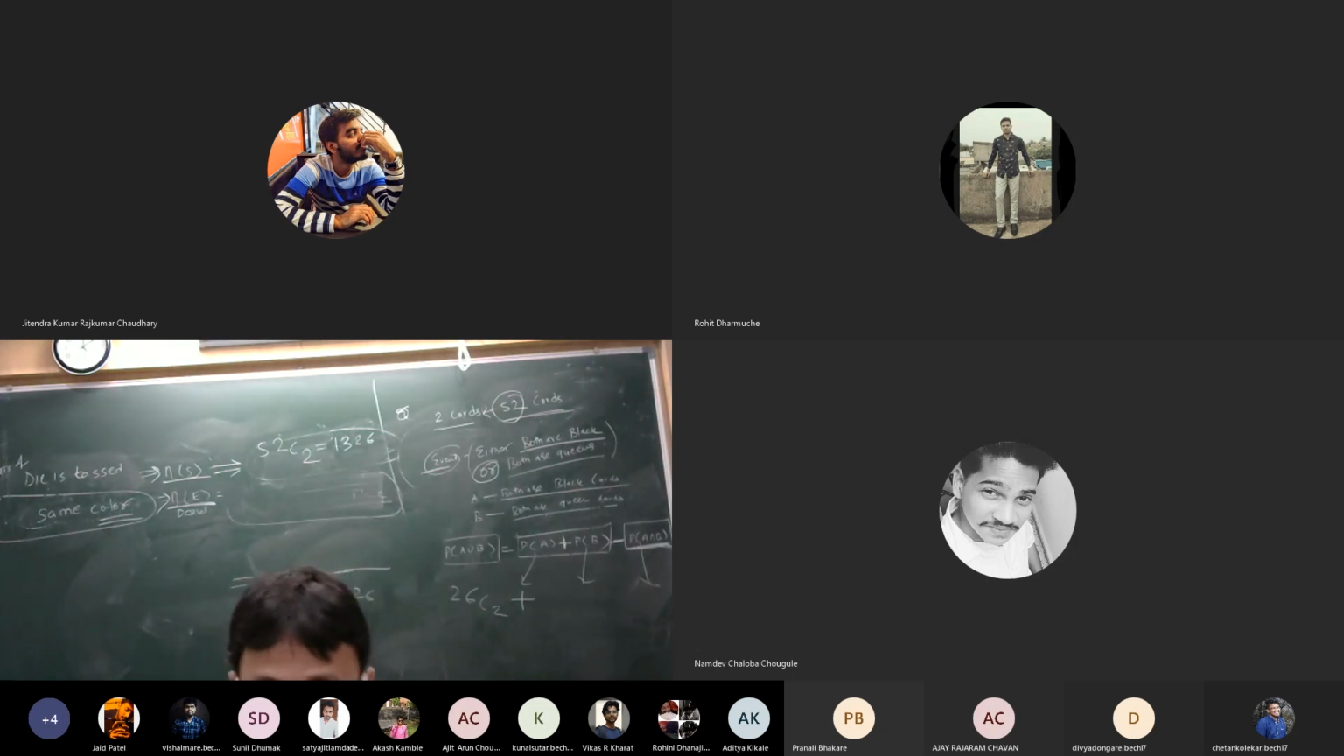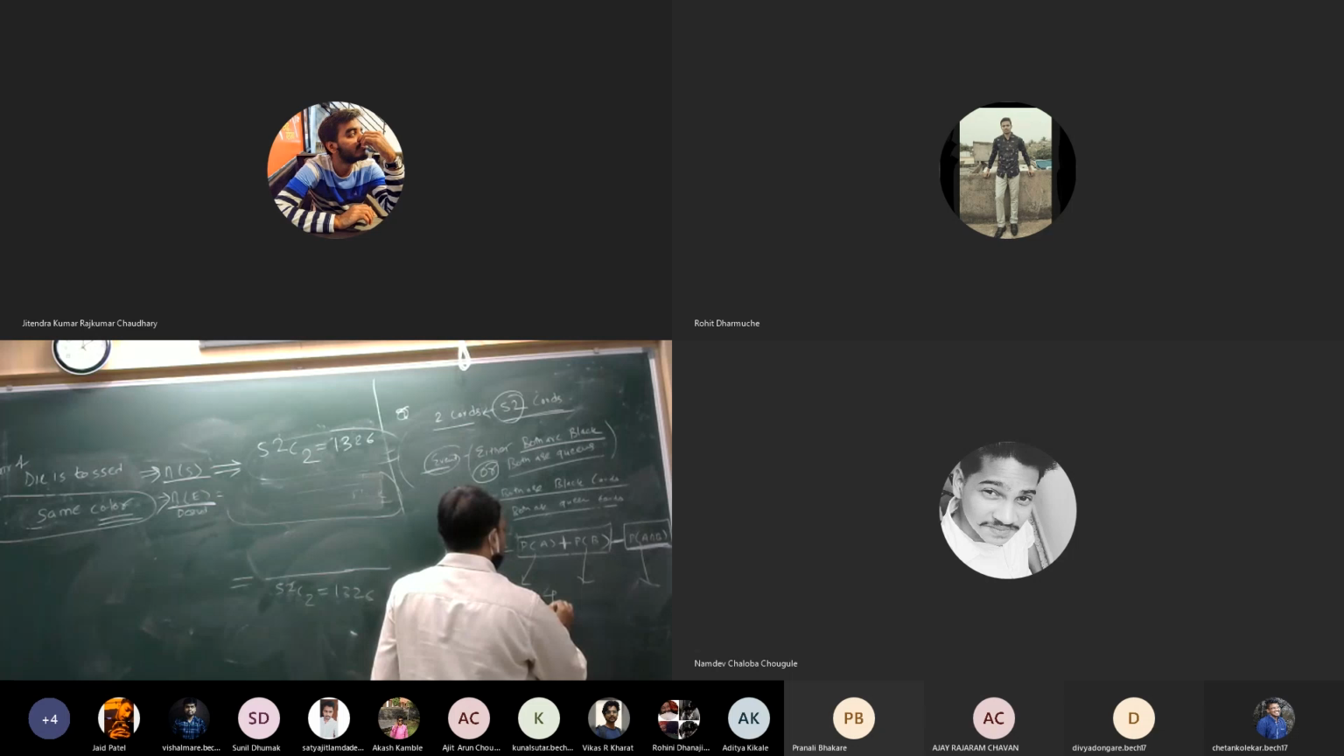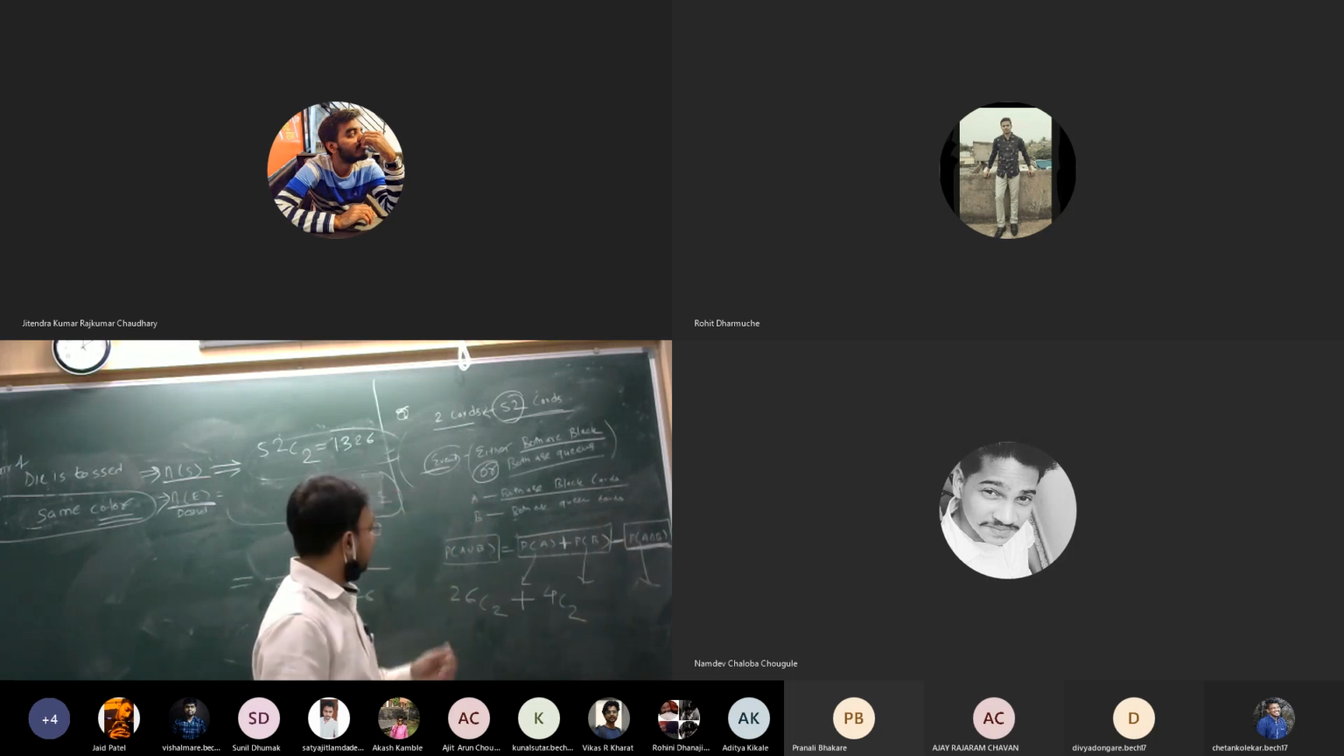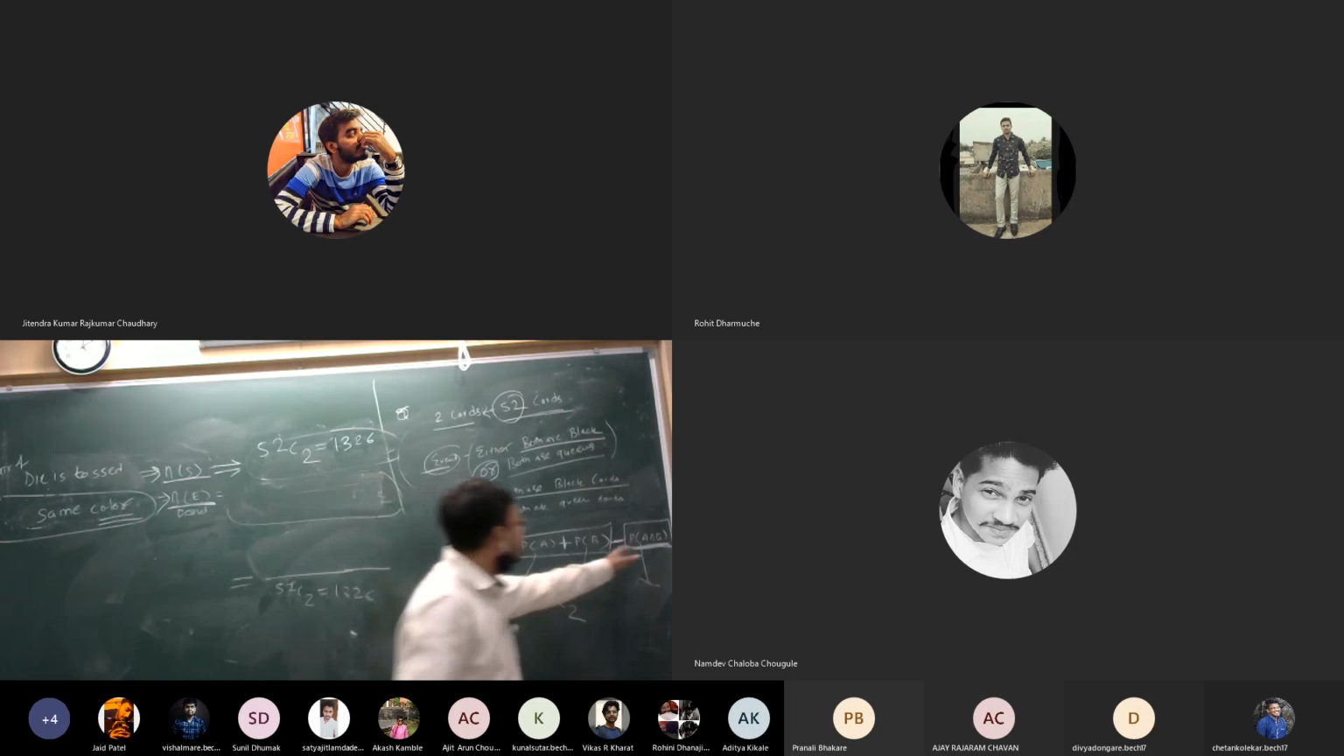From the 4 queen cards we need to choose 2 cards. Then the event would be both are queen cards. Okay, 4C2. Now we have to consider this part.